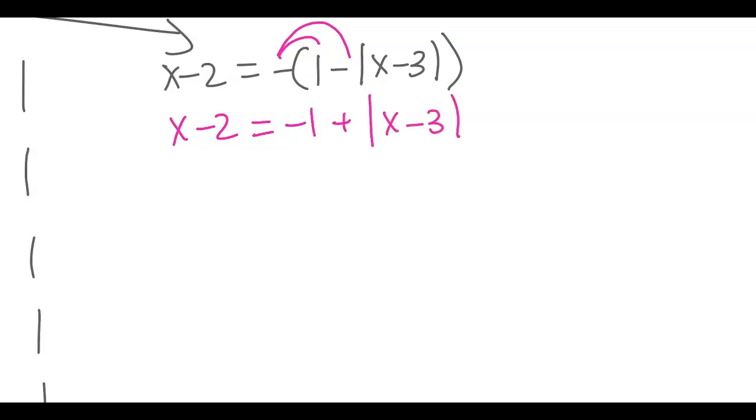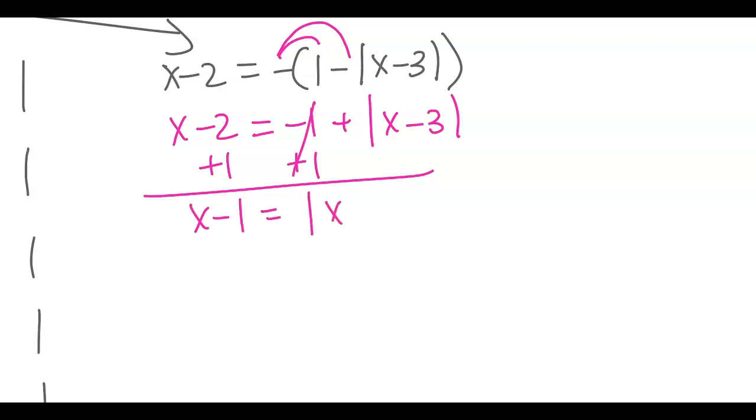You cannot touch anything that's in this absolute value until you split it into the 2 cases. Okay, so I'm going to add 1 to each side. So we'll have x minus 1 is going to equal absolute value of x minus 3. Luckily for us, there's no negative in front of the absolute value anymore, so I just really need to create 2 cases, just like we did on the other side.